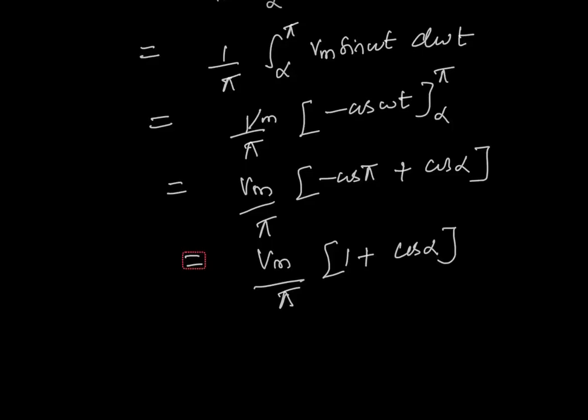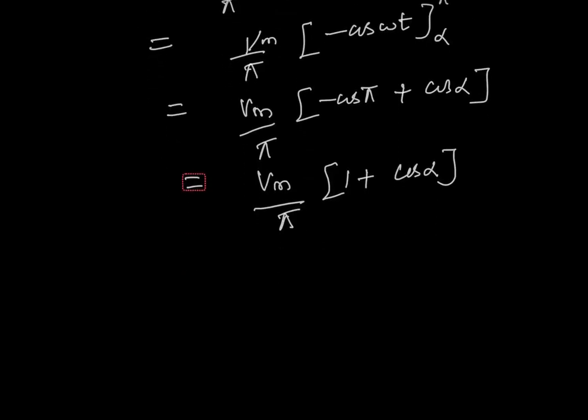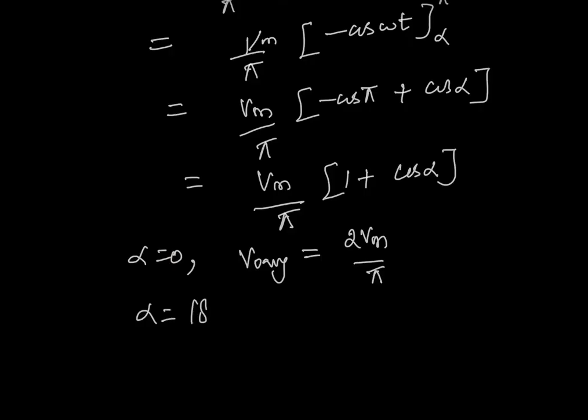So the V0 average depends on the value of cos alpha. For alpha equal to 0, we will get V0 average equal to 2 Vm by pi. And for alpha equal to 180 degrees, we will get V0 average equal to 0.